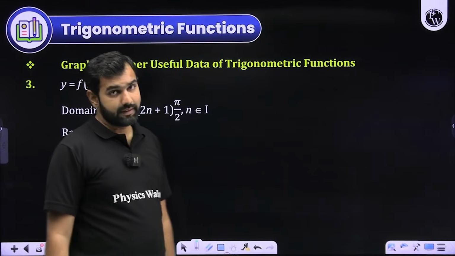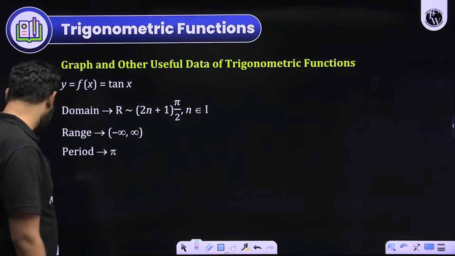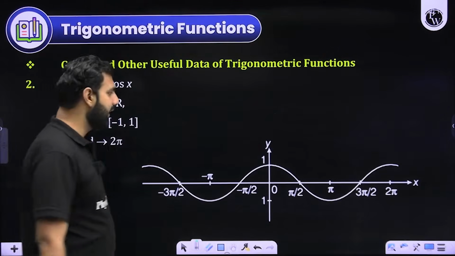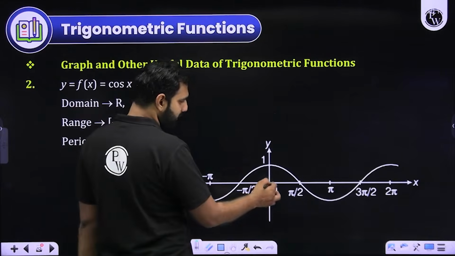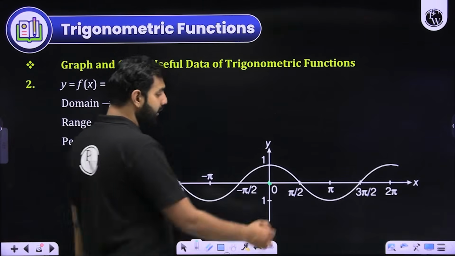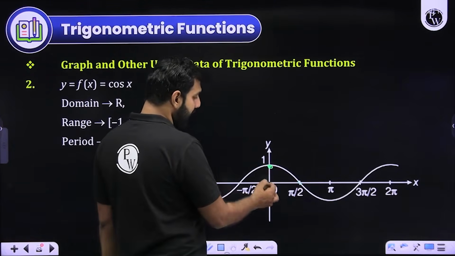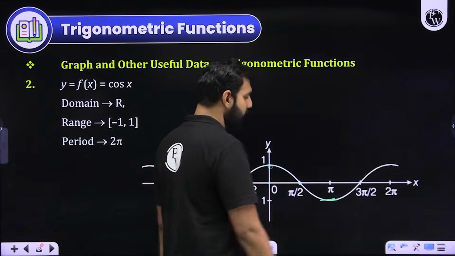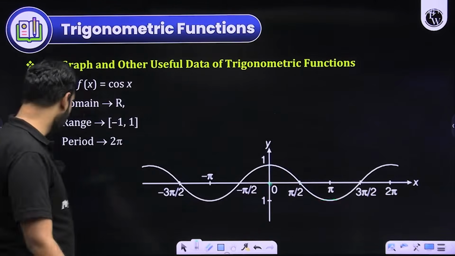Now, let's talk about the function cos. Before I discuss tan, I hope you have gotten a great clarity on this. What if I ask you, when does it become 0? It becomes 0 at all the odd multiples of pi by 2, and it becomes 1 at all the even multiples of pi, and it becomes minus 1 at all the odd multiples of pi. I hope you will remember that.